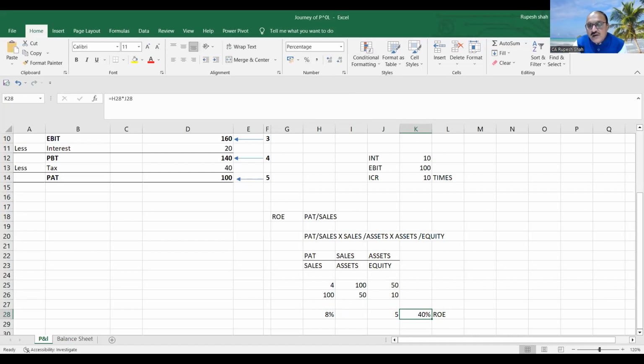Because my equity multiplier is 5, because my equity is 10 rupees but my asset is 50, and 40 rupees I bring from outside. So the performance is driven by these three buckets.